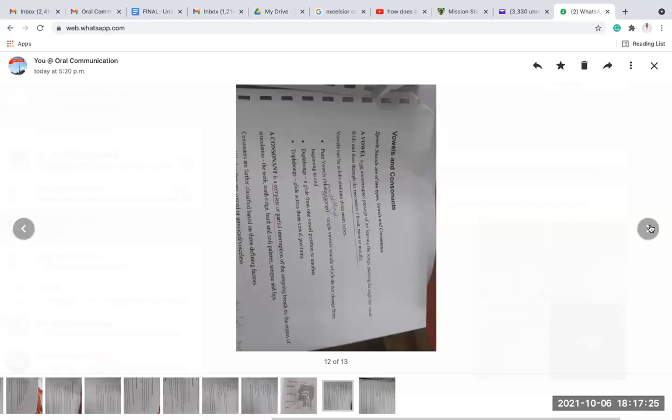All right, so that's just basic information for you to know. Let me give you some examples. Can you tell me if this word is voiced or unvoiced? Bat. B-A-T, bat. Is it voiced or unvoiced?